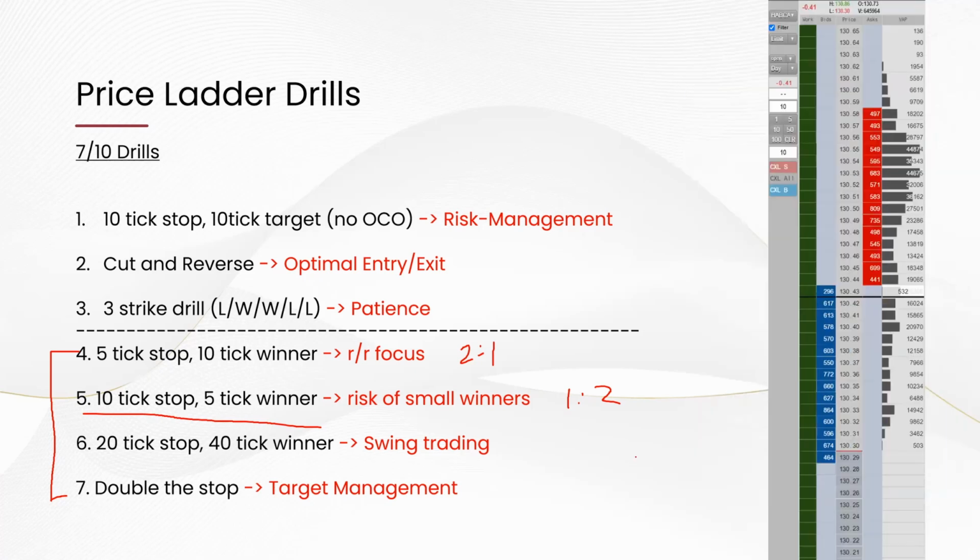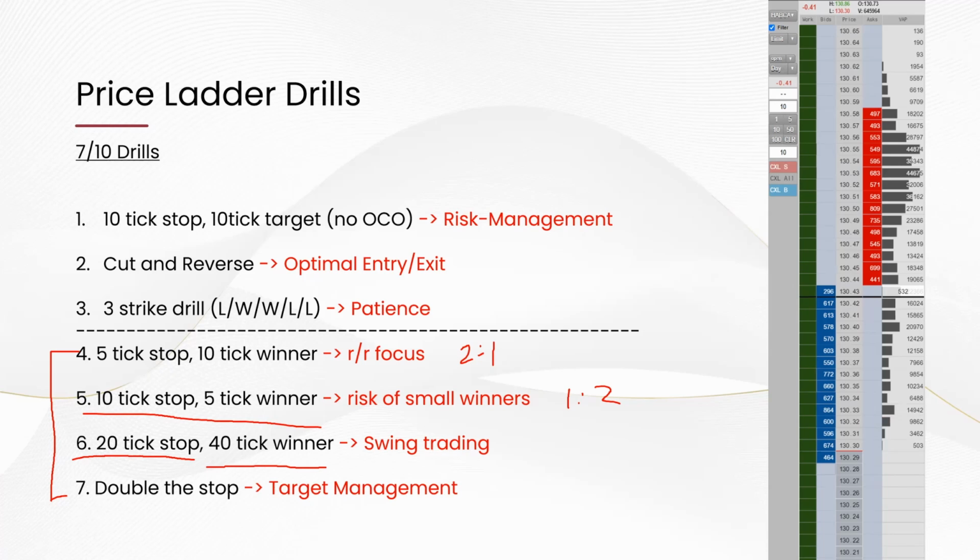Okay, the next drill. Now we're going to move to a 20-tick stop and a 40-tick winner. And again, the first 2 drills are a little bit more geared towards scalping type plays. Now we're moving a little bit more towards a swing type play. Okay, I must be careful using the word swing trading. This is not necessarily swing trading itself. It's just more of a swing trade relative to the first 2 drills.